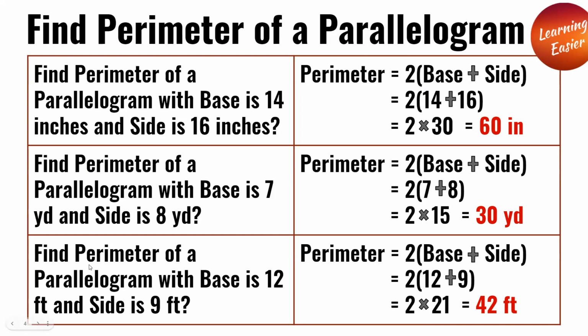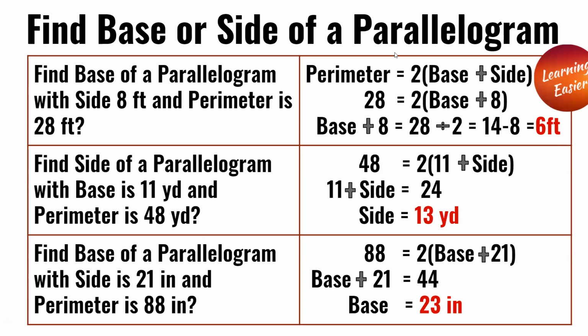In the third parallelogram, the base is 12 feet and the side is 9 feet. 2 times 12 plus 9. 12 plus 9 is 21. 2 times 21 is 42 feet. 42 feet is the perimeter.